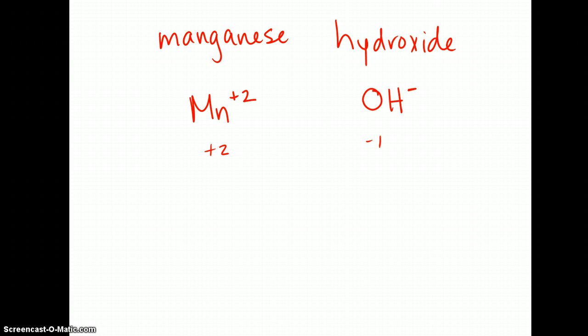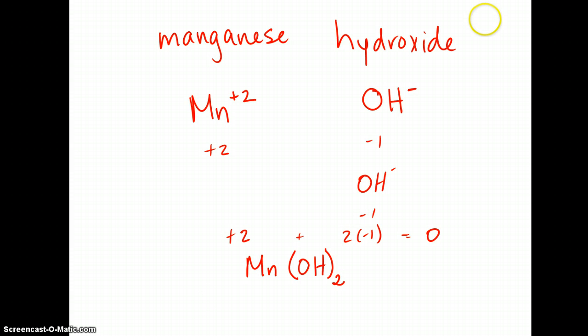So I need to make them equal to 0, and I can do that by giving this another hydroxide. If I give it one more, we have another -1, and so that would work out with our charges: +2, and 2 times -1, which equals 0. So that means that for every manganese, I have to have 2 hydroxide. And there's a special way of writing it. You put parentheses there, and then a subscript of 2. So this is considered manganese hydroxide, just as the name says. And that's the end.